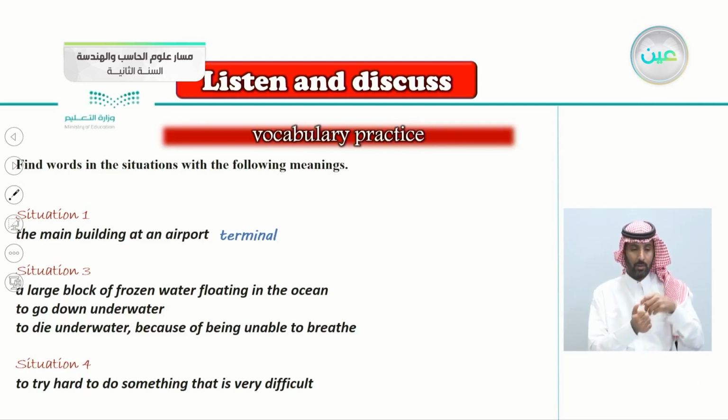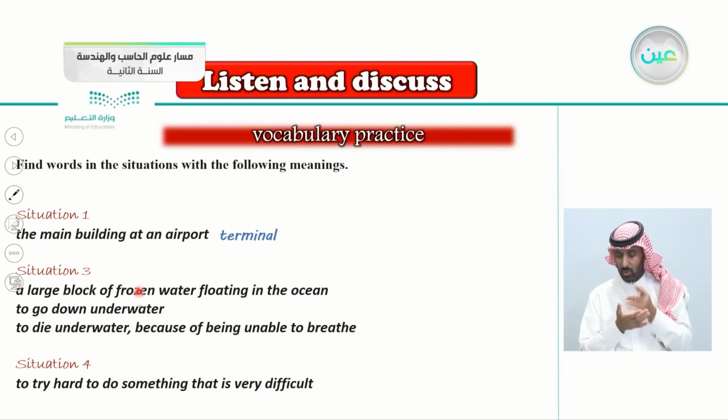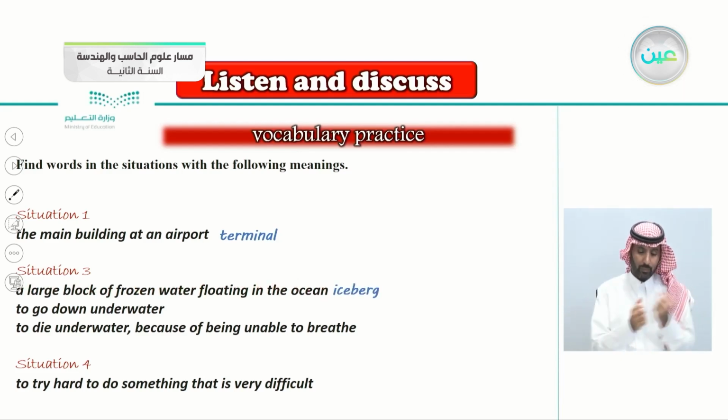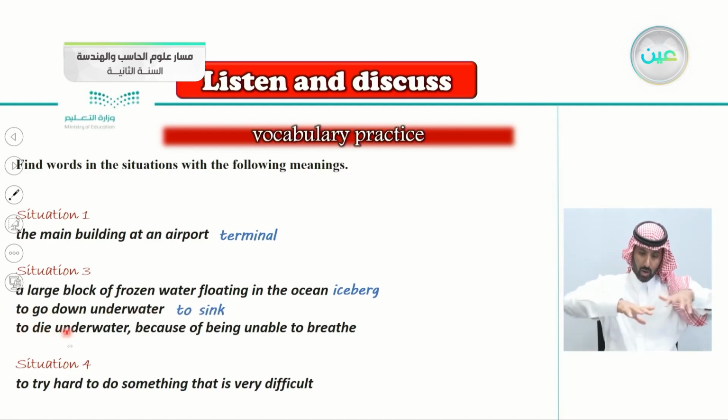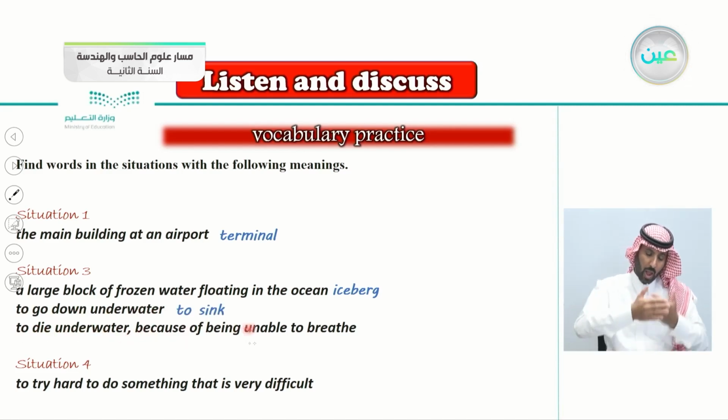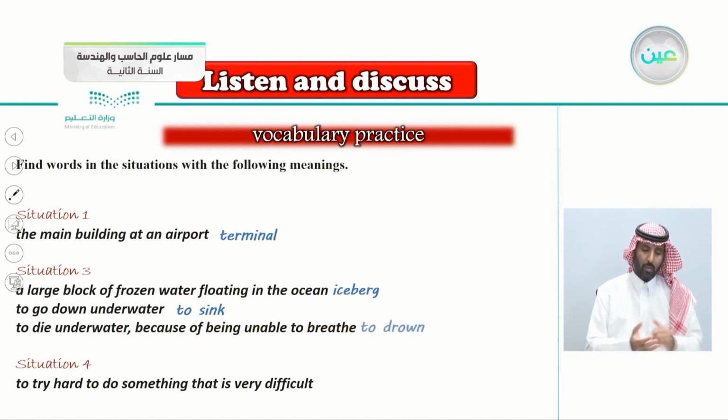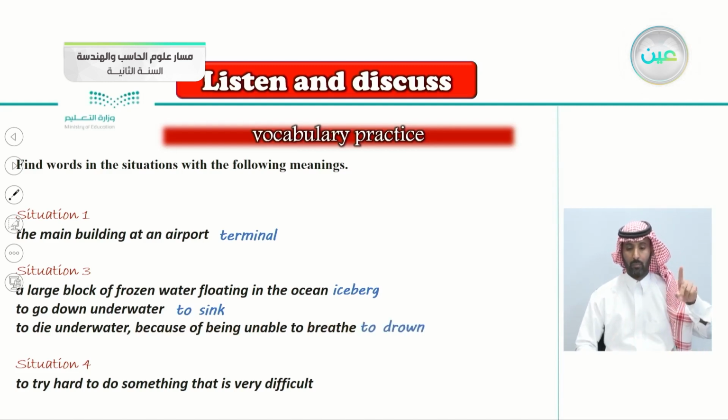Situation 3, a large block of frozen water floating in the ocean. What do we call it? Yes, an iceberg. To go down underwater, what do we say? Yes, to sink. To die underwater because of being unable to breathe. When you're unable to breathe and you're dying, what do we call it? Yes, we call it drowning.